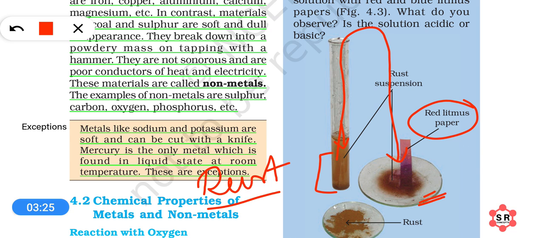You will see that when a red litmus paper strip is brought in contact with this solution, that is the solution of rust, the red litmus turns blue. This means iron oxide's solution is basic in nature. So here we understand that iron oxide, which is an oxide of a metal, is basic in nature. So we can say that metals react with oxygen to make basic oxides.